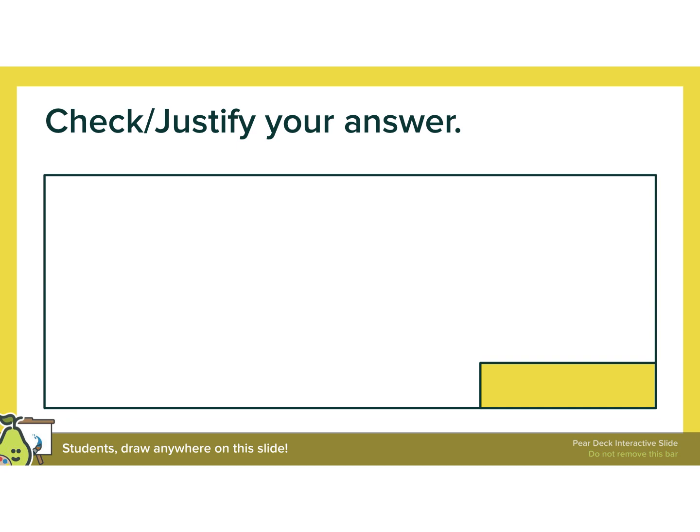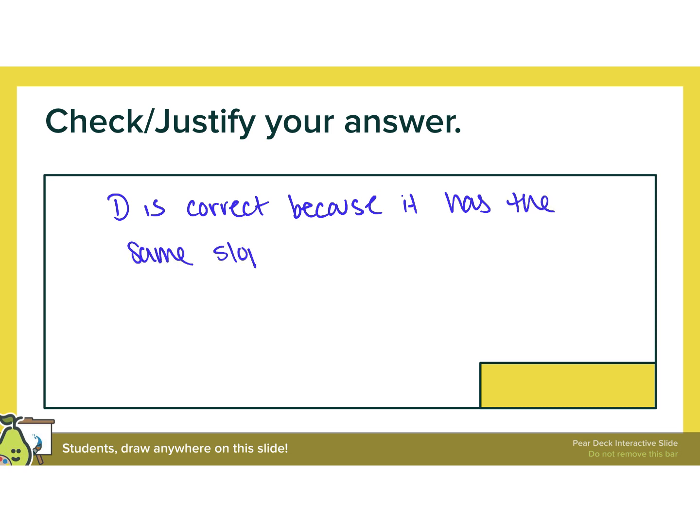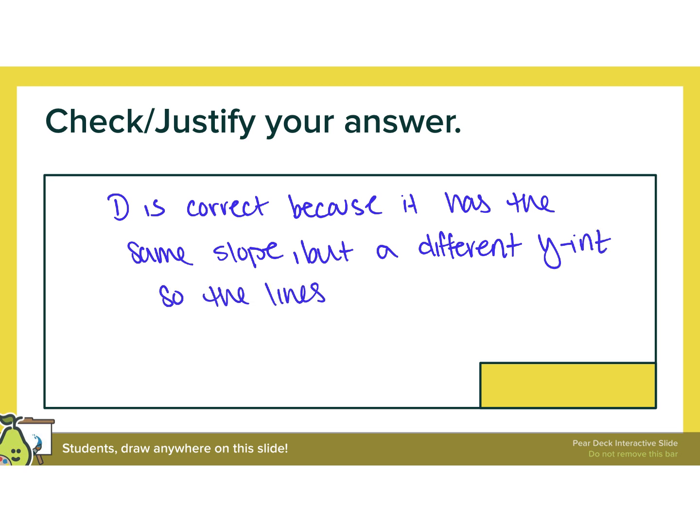So justify your answer. I already said why D is correct, but D is correct because it has the same slope, but a different y-intercept. So the lines will be parallel and have no solution. That's how you justify why choice D is the correct choice.